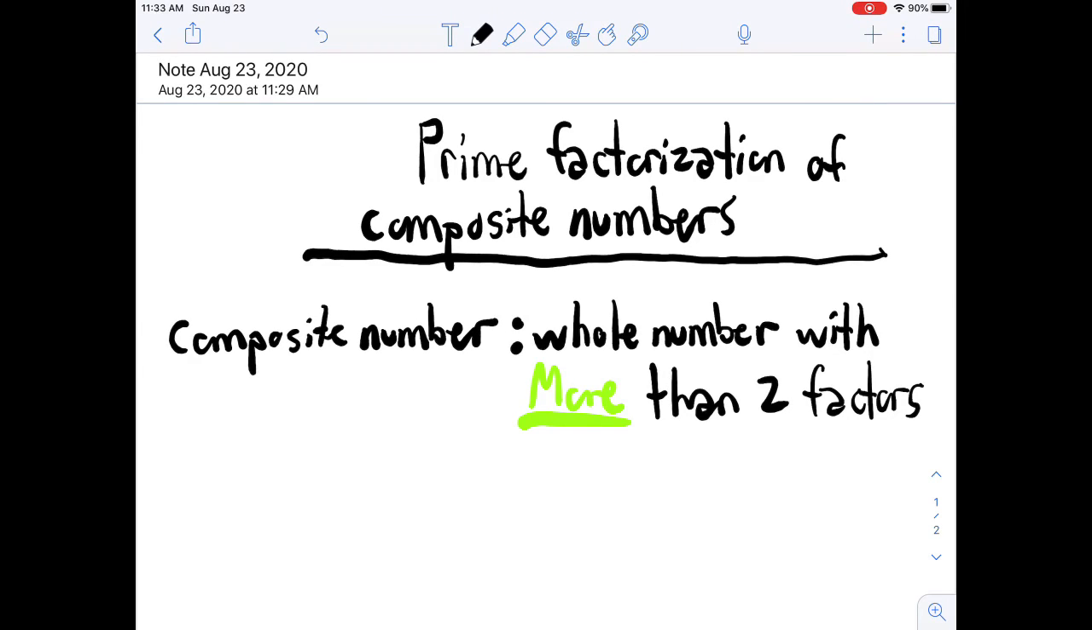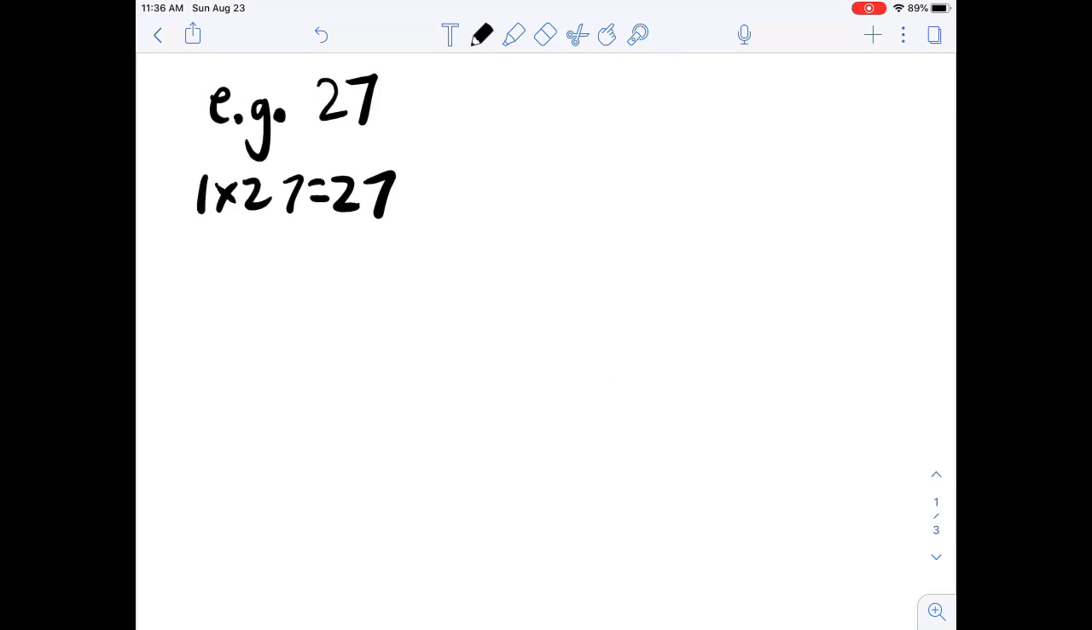Today we are going to focus on prime factorizations of composite numbers. A composite number is a whole number with more than two factors. An example of this is 27.